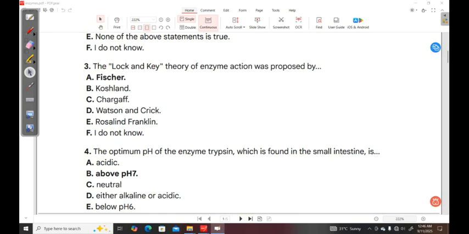Okay, when you look at these other options, Koshland, Chargaff, this has to do with the DNA hypothesis, with DNA being a double helix, as well as the Chargaff rules, where the number of thymine bases is equal to the number of adenine bases. Then Watson and Crick, Rosalind Franklin, all these have to do with investigation of the DNA double helix.